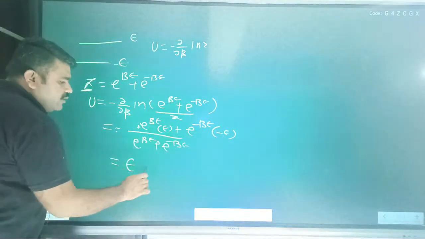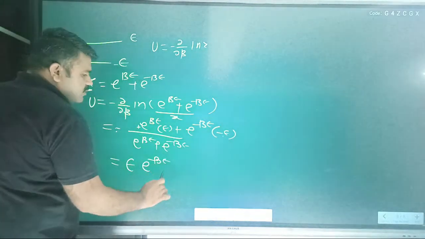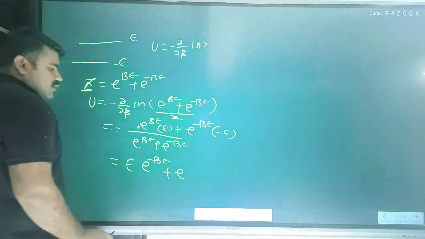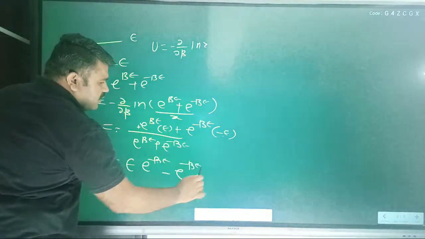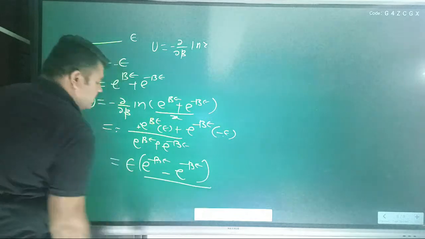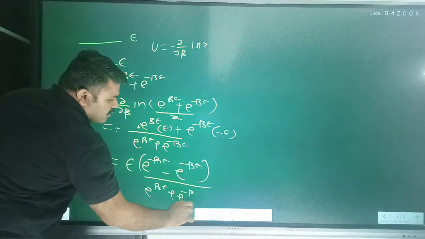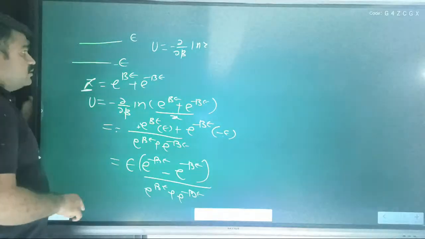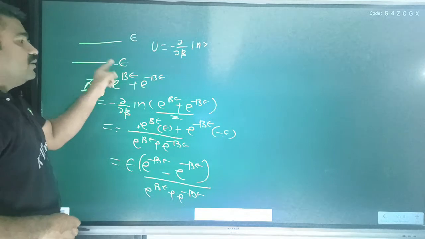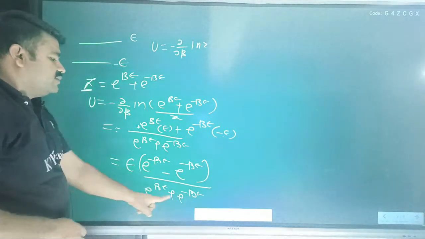This becomes e to the power minus beta epsilon plus, minus e to the power minus beta epsilon, whole term divided by Z. Z is nothing but e to the power beta epsilon plus e to the power minus beta epsilon. This is nothing but again ES. What is the probability of this energy level? e to the power minus beta epsilon upon Z.